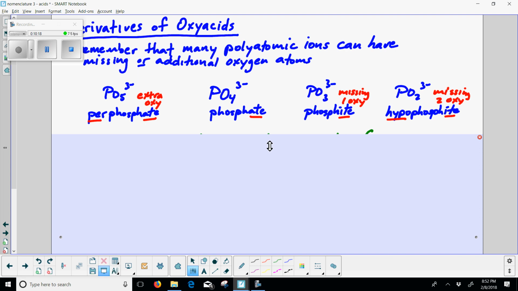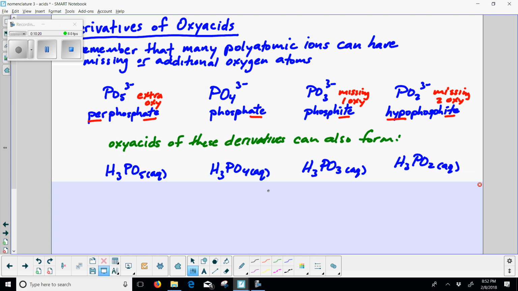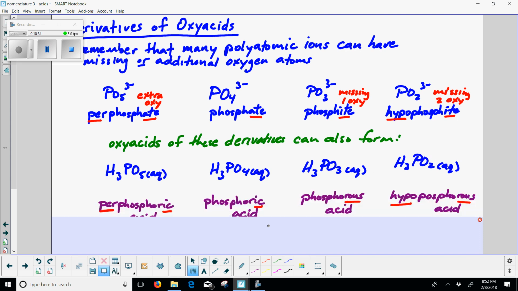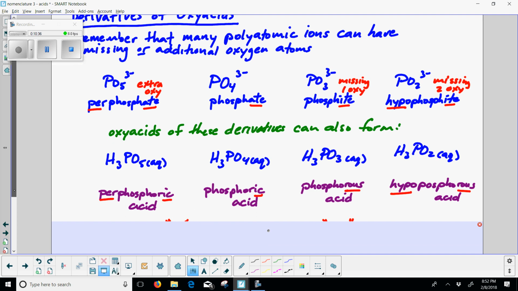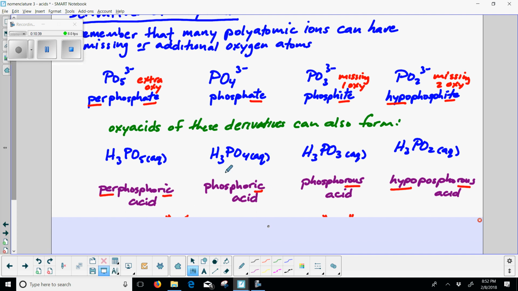Well, the same thing is possible with acids. I could have acids with 1 extra oxygen in the polyatomic or 1 missing oxygen in the polyatomic, or even 2 missing oxygens in the polyatomic. So these have a name as well. So the normal, the standard, instead of ate, we use ic for acids. This is phosphoric acid. Okay. Now, just like before, I put in per to indicate an extra oxygen, but instead of per ate, I use per ic for the acid.